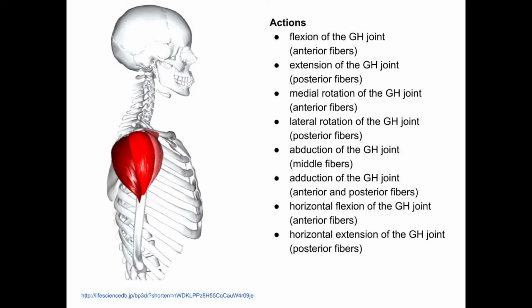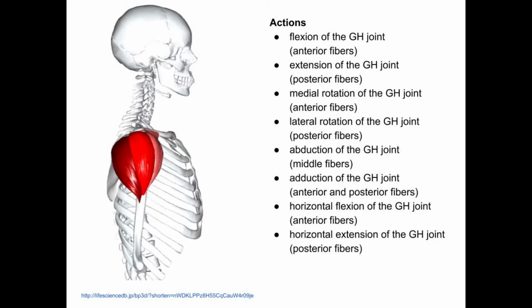Actions of the deltoid. The anterior fibers can perform flexion of the glenohumeral joint. The fibers run anterior to the medial lateral axis. Therefore, they can perform flexion of the humerus at the GH joint in the sagittal plane. Posterior fibers can do extension of the GH joint. They run posterior to the medial lateral axis. Therefore, they can pull posteriorly on the humerus, causing extension of the humerus at the glenohumeral joint in the sagittal plane.